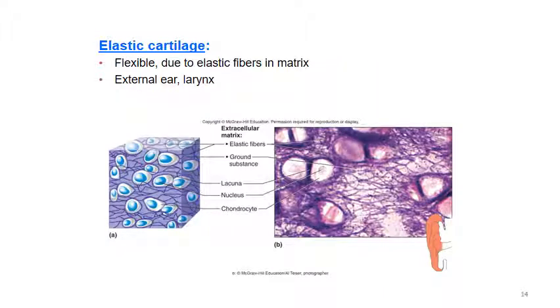Next one for the elastic cartilage. So now it's named elastic cartilage because it has a lot of elastic fibers. Hyaline cartilage has a lot of collagen fibers. But here, know that this one is making up the outer part of our ear and also our larynx, which is our voice box.